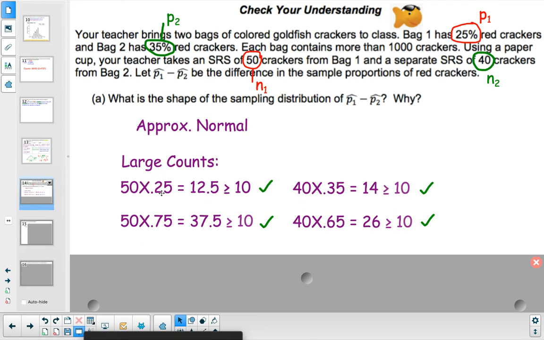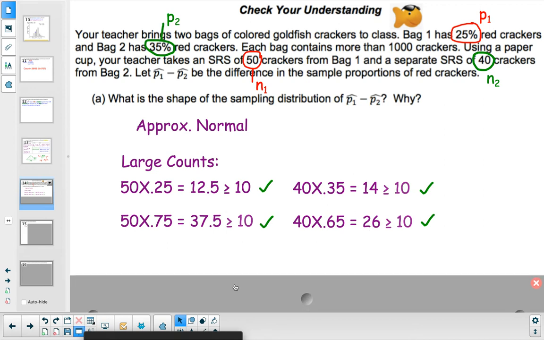And because it has 25% red, we would expect 12.5 of them to be red and 37.5 of them to not be red. That's okay that those aren't whole numbers. We just care that it's more than 10. In bag 2, we take a sample of 40 and we expect 14 to be red and 26 to not be red. All those numbers are greater than 10. So it passes the large counts condition, and the sampling distribution will be approximately normal.